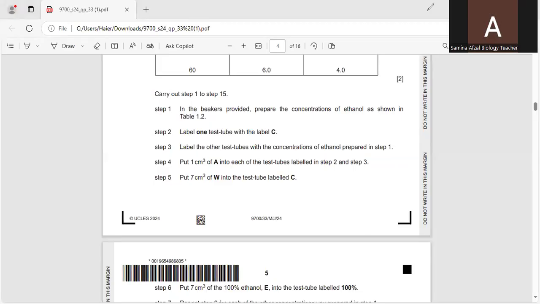We will prepare and label one test tube with C. Label the other test tubes with the concentrations of ethanol prepared in step 1 and the other concentrations. First of all, we can draw over here for your convenience, students. This is for 100.